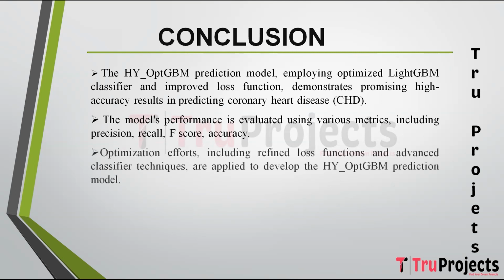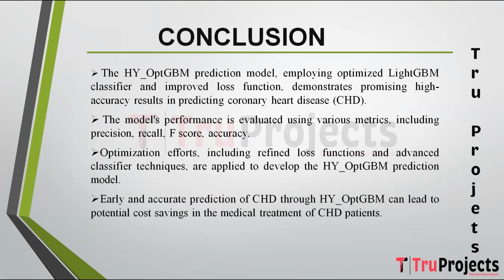The project highlights the implementation of optimization efforts, including refined loss functions and advanced classifier techniques. These enhancements are integrated to create the HY-opt GBM prediction model, which is expected to offer improved accuracy and efficiency in CHD prediction. Early accurate prediction of CHD using the HY-opt GBM model has the potential to lead to significant cost savings in the medical treatment of CHD patients.